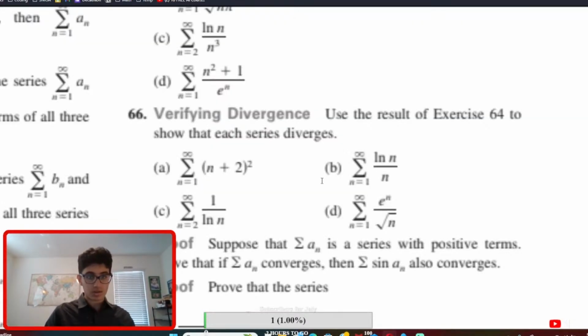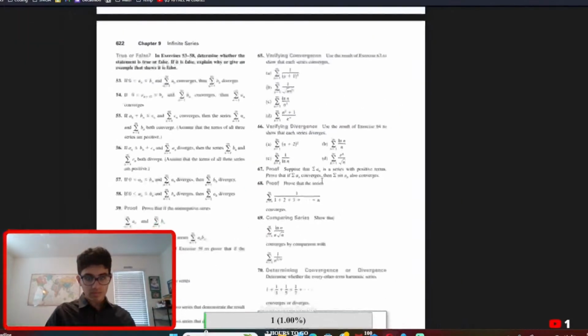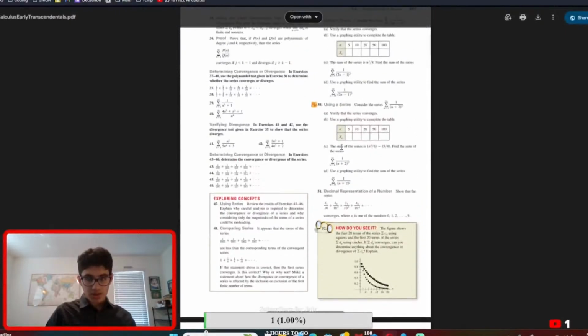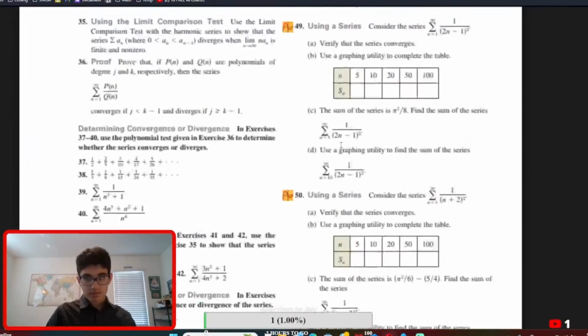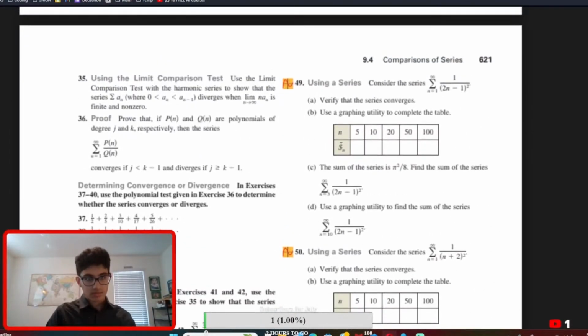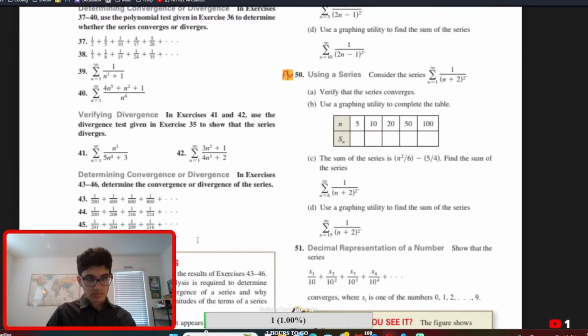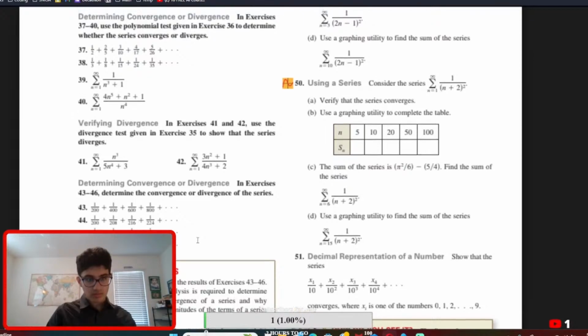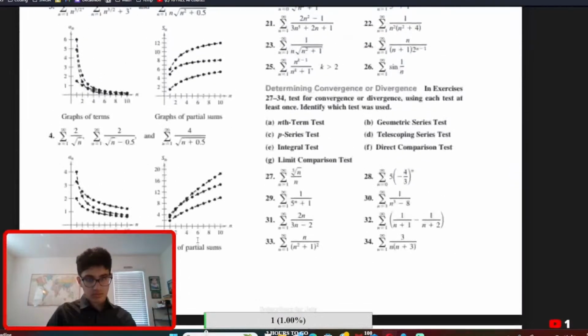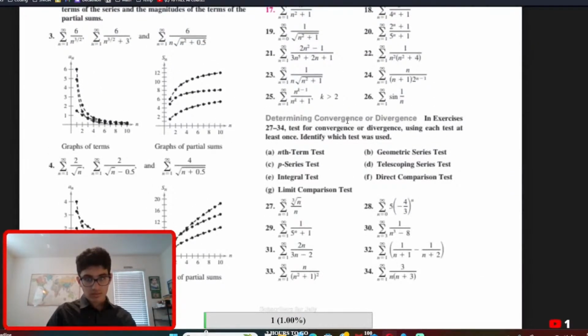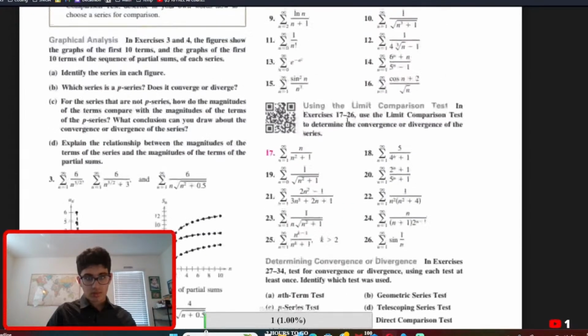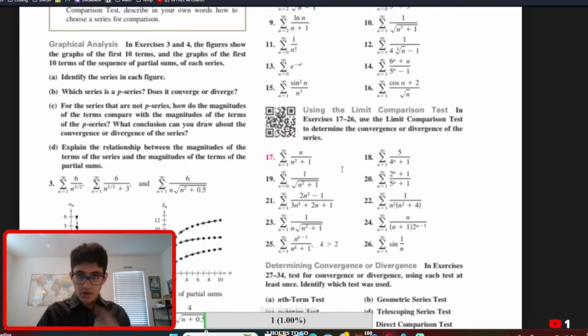What we need to do is the other one, limit comparison test. To do that, we'll do, okay, here, nice practice over here. So let's see, what do they want us to do?